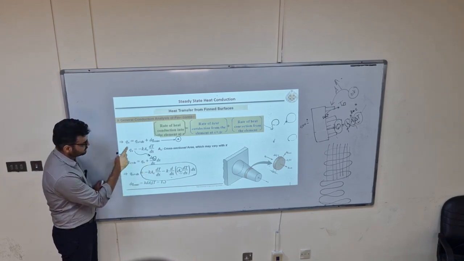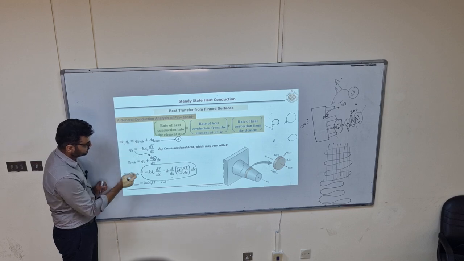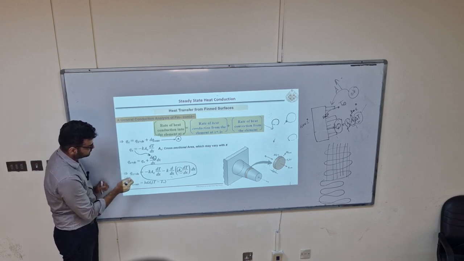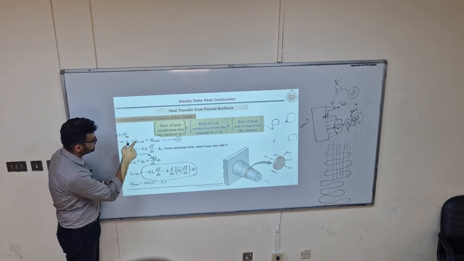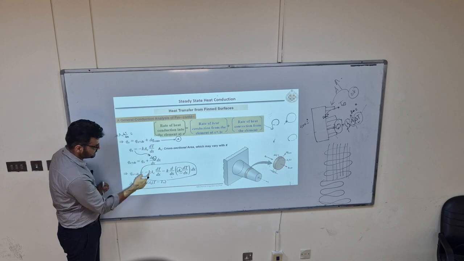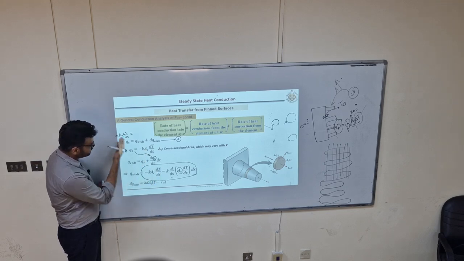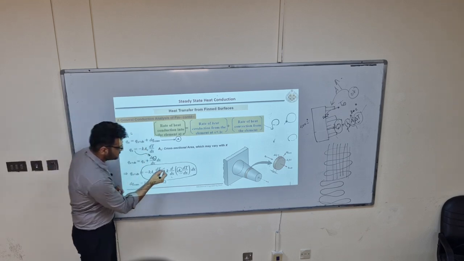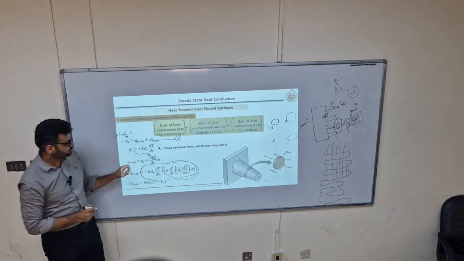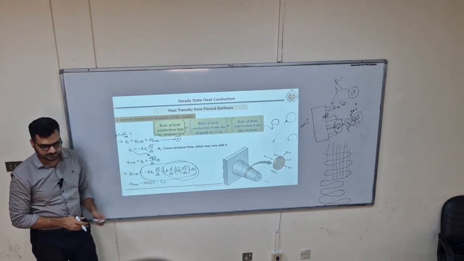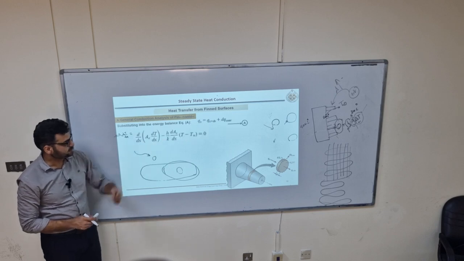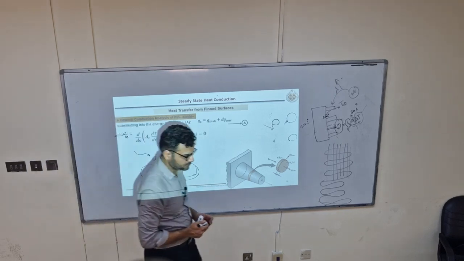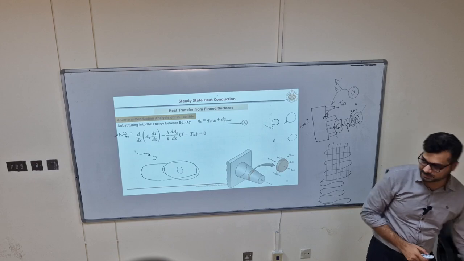Look, Qx is minus K Ac dT by dx. Qx is equal to Qx plus dx, which is this whole term. This term will cancel with this term. So what is left? Only this one plus the convection. The shorter form after cancelling is given.